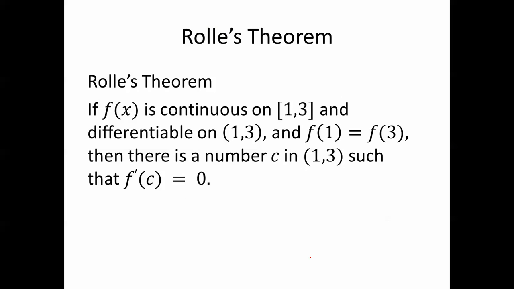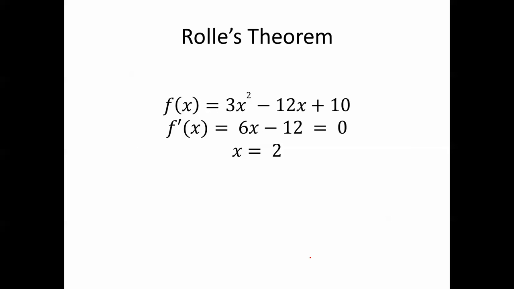So again, this is Rolle's theorem. We're guaranteed to have a point where the derivative is 0. So f of x equals 3x squared minus 12x plus 10. The derivative f prime is 6x minus 12. Let's set that equal to 0. And indeed, x equals 2 is the solution. So that's the point which satisfies Rolle's theorem on the interval from 1 to 3.